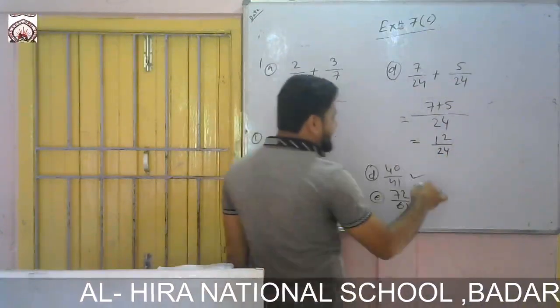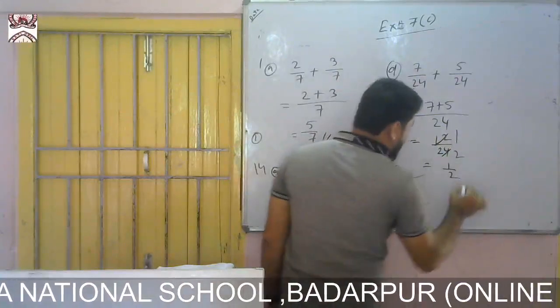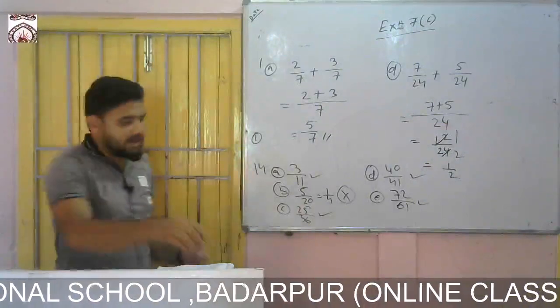Now this one I can take to the lowest term. How? 12 1s are 12, 12 2s are 24. So the answer is half.